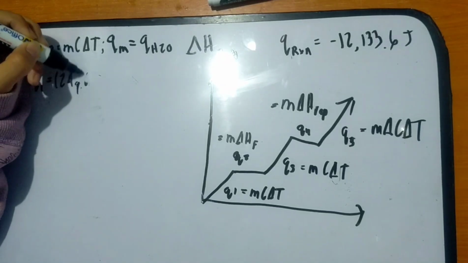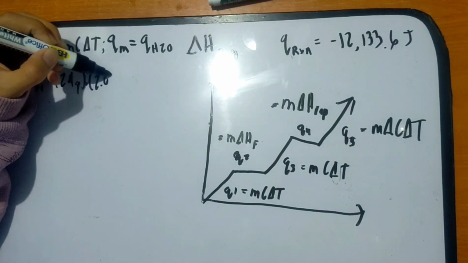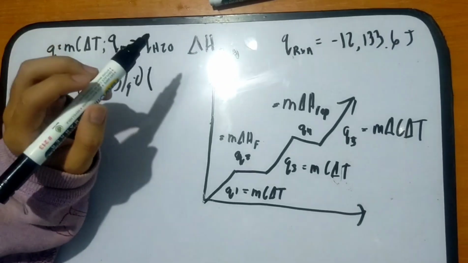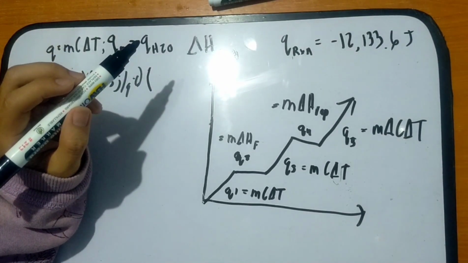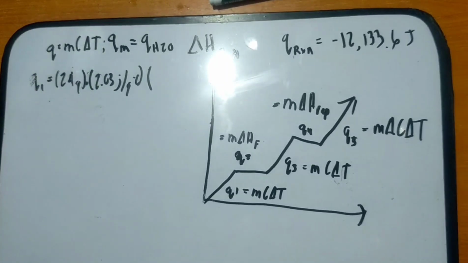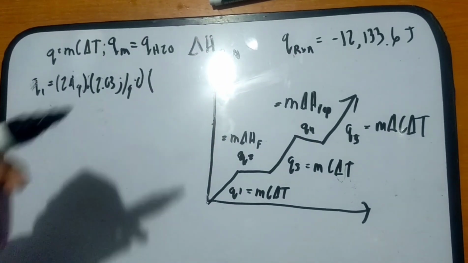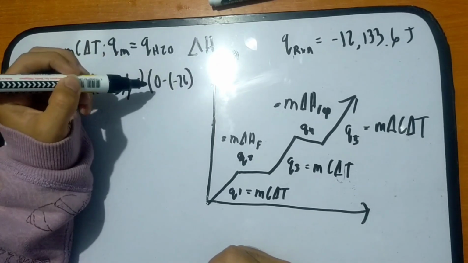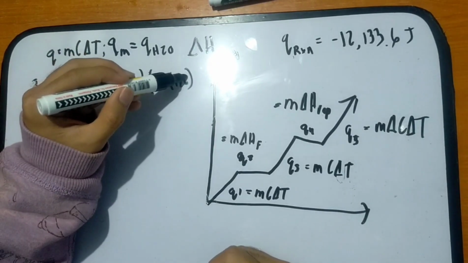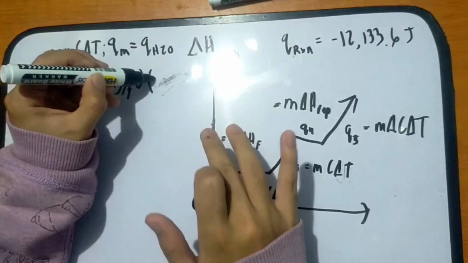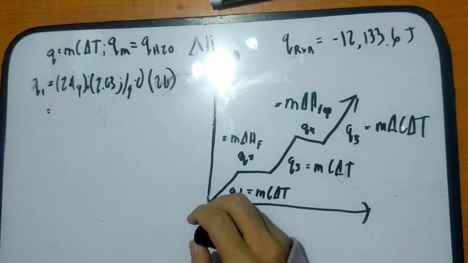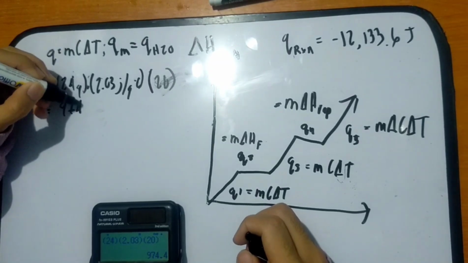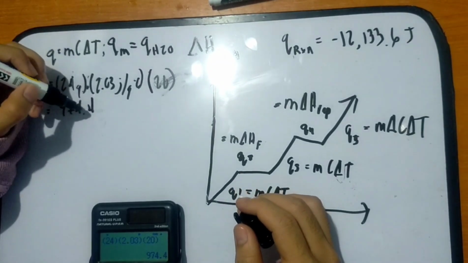24 grams. And then ito is 2.03 joules grams per Celsius. Then here is the temperature, so we have here its temperature. So wala tayong given final temperature, negative 20. So that is equivalent to positive 20 siya, basically. Okay? Then pagsasolve natin siya, ang ating magiging sagot is 974.4. That is our joules.